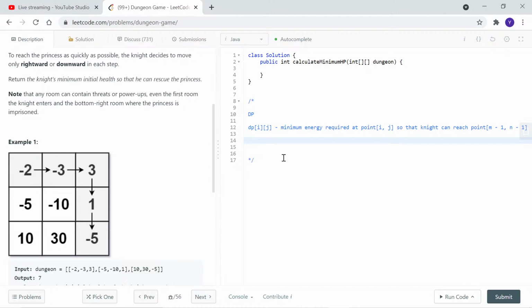Now the calculation direction. For this question, it's easier if we go backwards, from the lower right corner to the upper left corner. This is the calculation order.